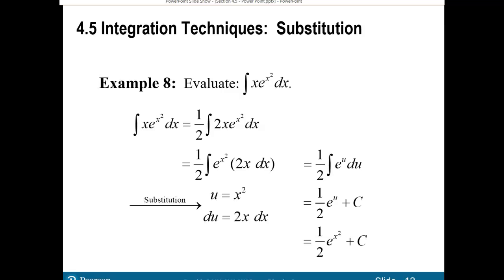So sometimes you kind of have to rearrange some things and adjust for what you need. But again, the goal is to try to identify a part of the problem whose derivative is also part of the given function and use that process to simplify it to something easier to evaluate.